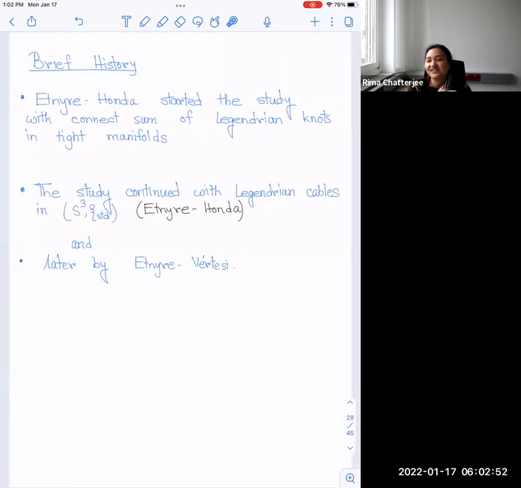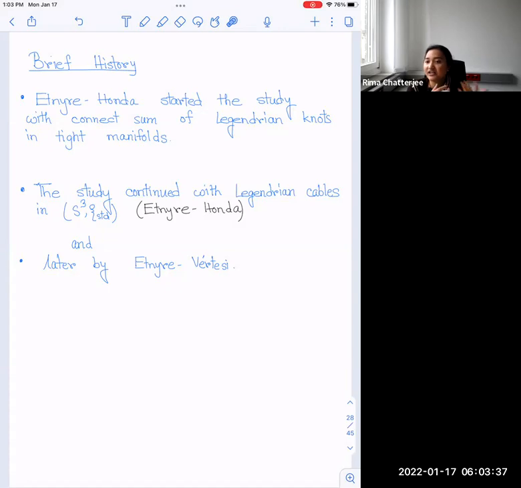The second one is, of course, cabling. Again, Etnyre and Honda continued their study with Legendrian cables in (S^3, ξ_std), which is the tight S^3. And this paper is a very, very interesting paper because they also found here an example of a non-transversely simple knot type. And later, Chakraborty, Etnyre, and Min continued the study, and they actually completed the satellite operations with Legendrian Whitehead doubles.